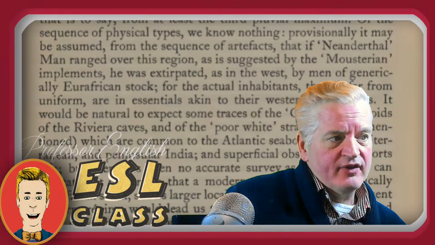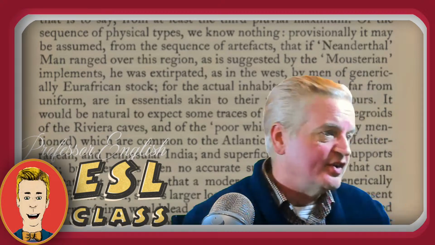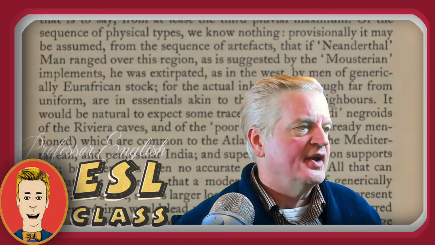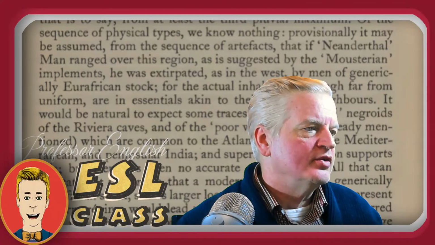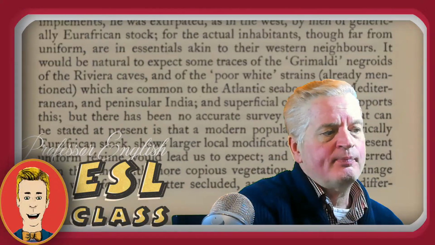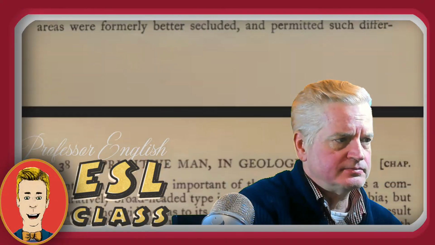Of generically Eurafrican stock show larger modifications than the present uniform regime would lead us to expect, and it may be inferred from this that with more copious vegetation, the main drainage areas were formerly better secluded and permitted such differentiation. And they may be actually talking about plants and animals as well.